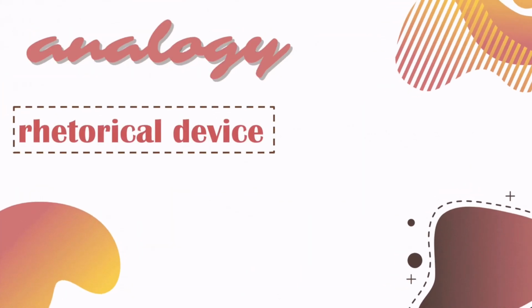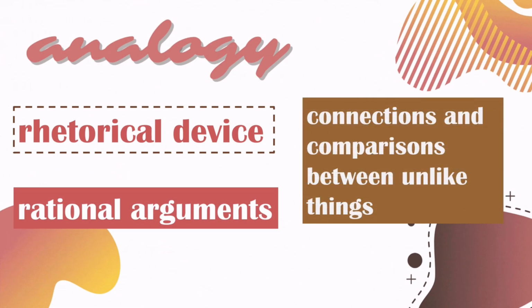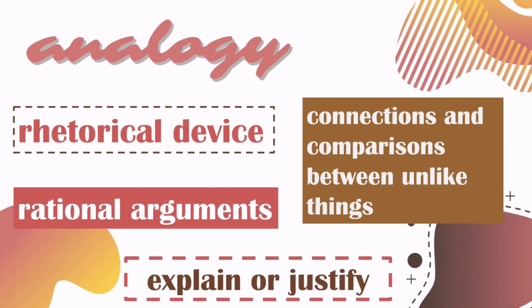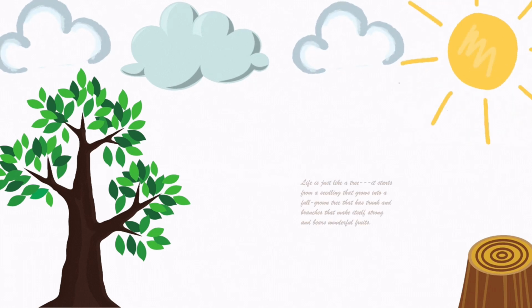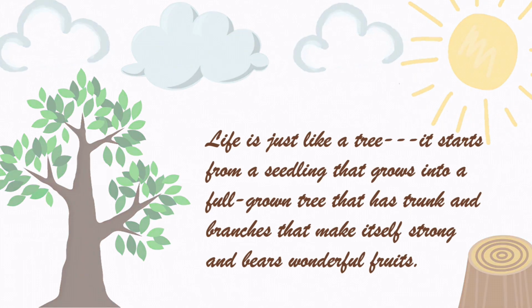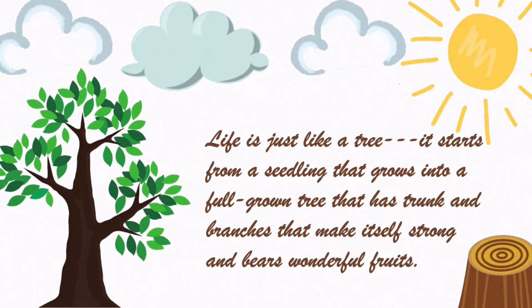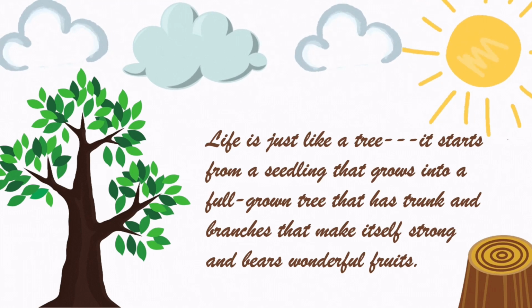Analogy is a rhetorical device used to make rational arguments and support ideas by showing connections and comparisons between unlike things. The main function of analogy is not just to show, but also to explain or justify. Example: life is just like a tree. It starts from a seedling that grows into a full-grown tree that has trunk and branches that make itself strong and bears wonderful fruits.